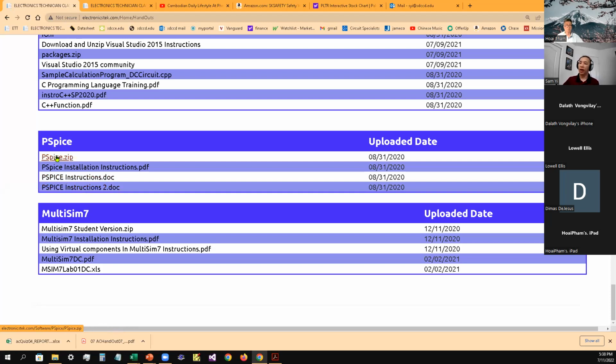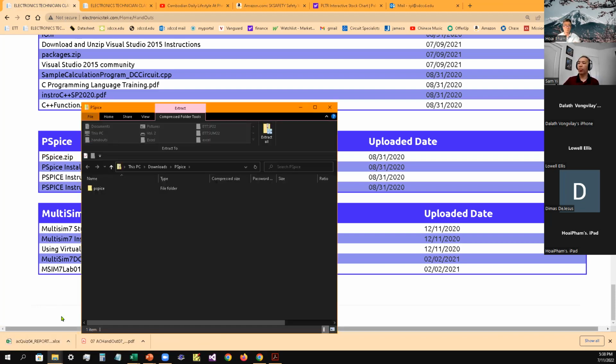So for example, the first thing you want to do is open up PSpice. Click on it once to download the zip file, and it will show up here in the bottom left corner. Just click on that to open it up. Okay, so now it comes in here, and you can highlight that.